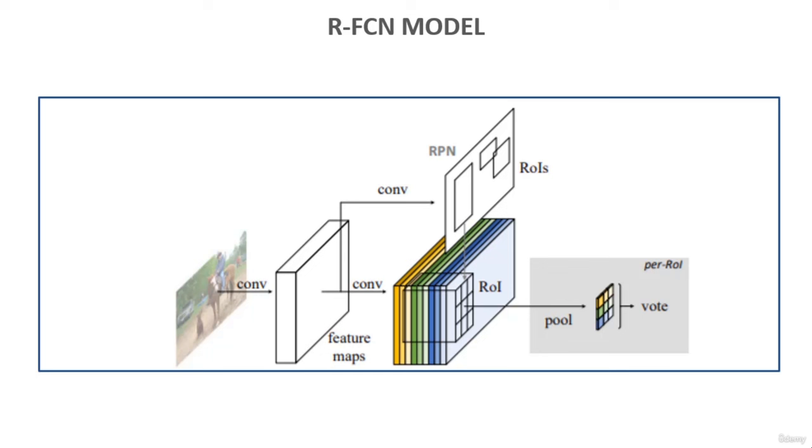Also, all learnable weight layers are convolutional and are computed on the entire image. RFCN ends with a position-sensitive ROI pooling layer. This layer aggregates the outputs of the last convolution layer and generates scores for each ROI. With respect to performance, the performance of RFCN is 2 to 2.5 times better than the faster RCNN model.